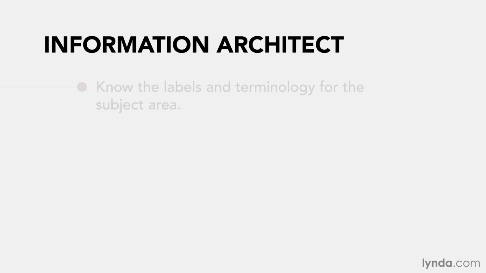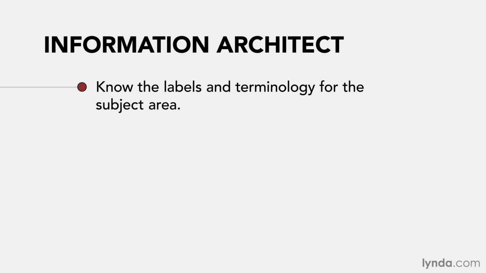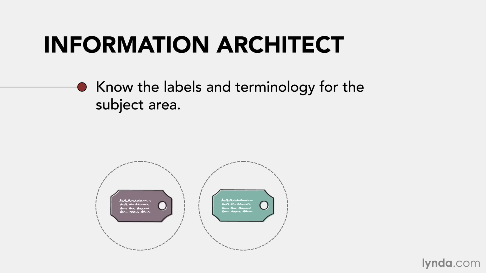The information architect will determine what labels and terminology people use in a particular subject area. They'll also extend that to see if people with disabilities have their own terminology they use for that subject area, and if they use specific phrases for accessibility-specific topics for a site.